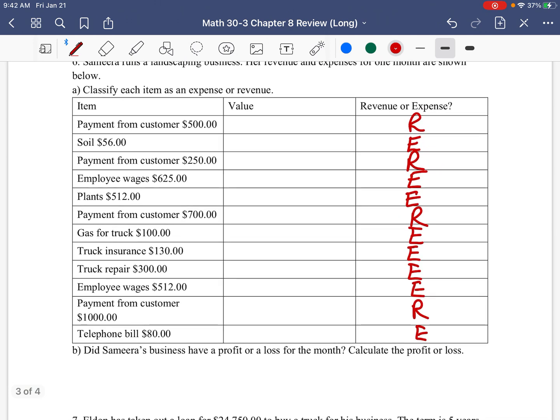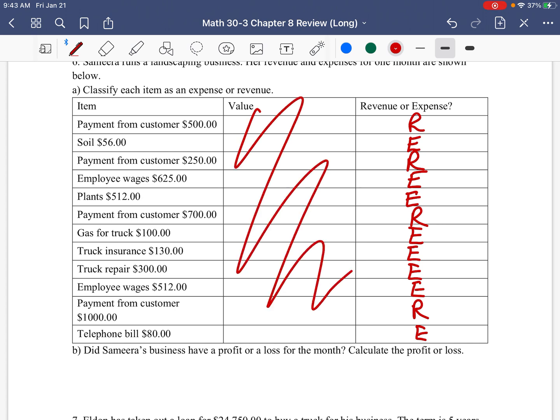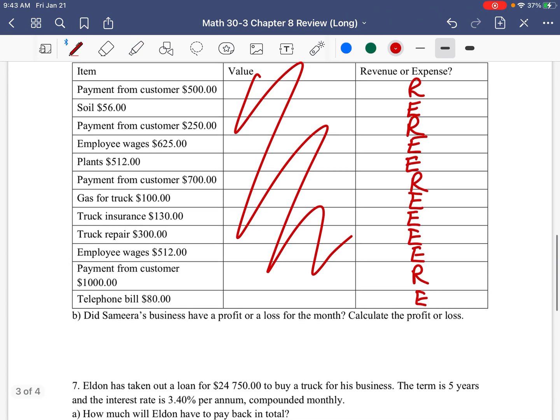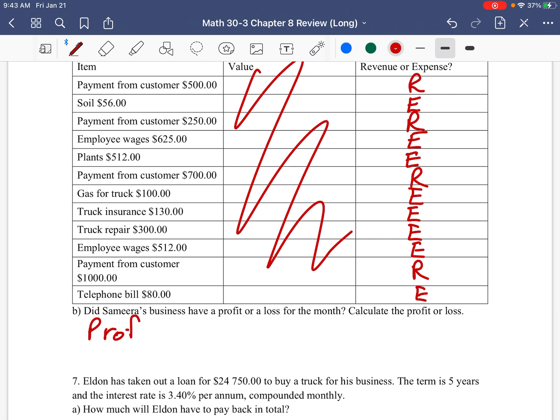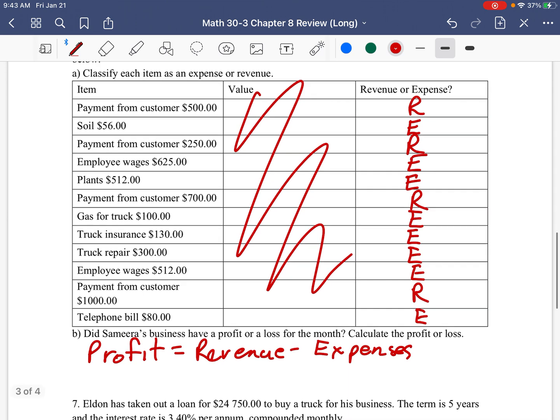Now, did Samira's business have a profit or loss that month? Calculate the profit or loss. Why do we have a value table here? Oh, well, that's a typo. Anyway, so we don't worry about this. So, did Samira's business have a profit or a loss? Well, profit equals revenue minus expenses.